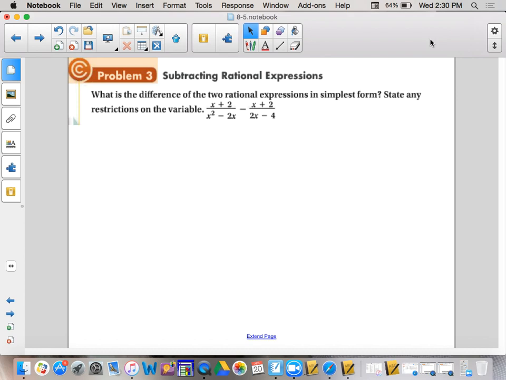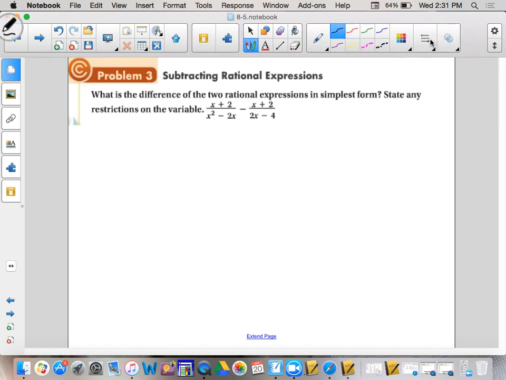So subtracting rational expressions is no different than adding rational expressions. Instead, now we have the subtraction sign up here. So what do you think it's going to do to the whole right-hand side of the equation? It's going to switch signs on it. It's going to make them negative or positive, depending on what the sign is. You have to keep that in mind when you're doing these problems, okay? That's where you're going to mess up.